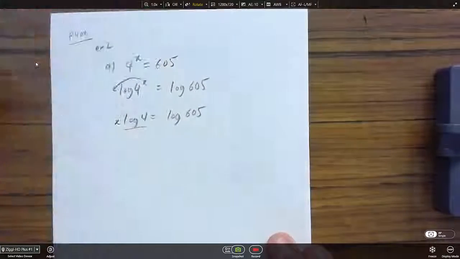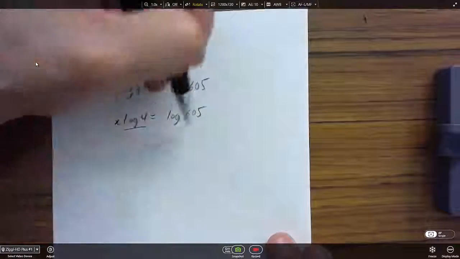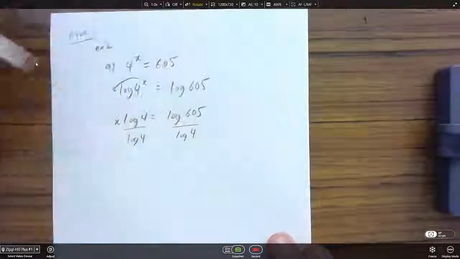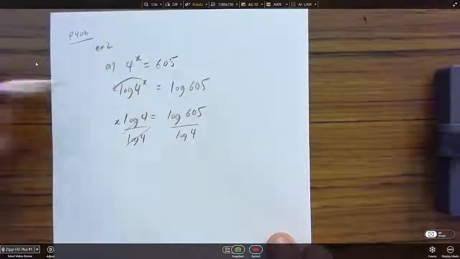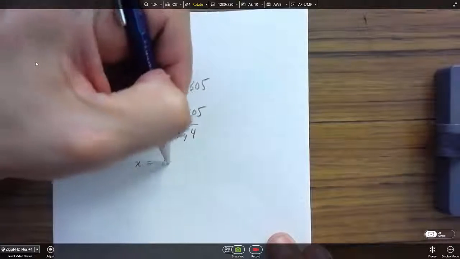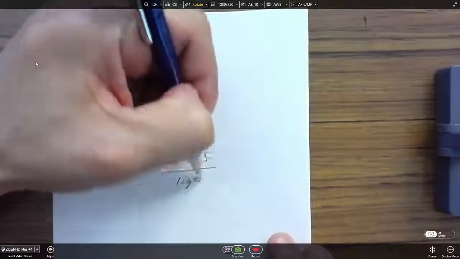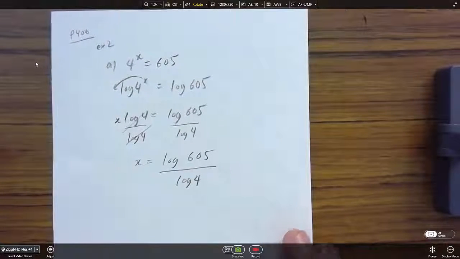And whatever is beside the x, we just divide both sides. So we're going to divide both sides by log 4. And there we have it. These cancel. x is equal to log 605 divided by log 4. Easy as that.